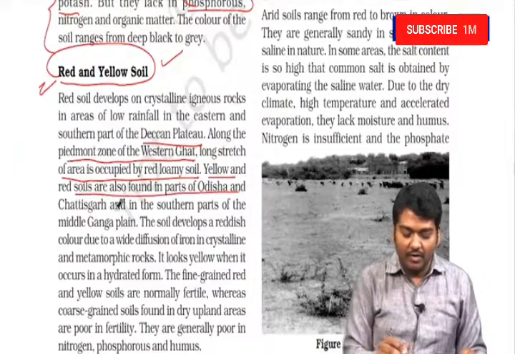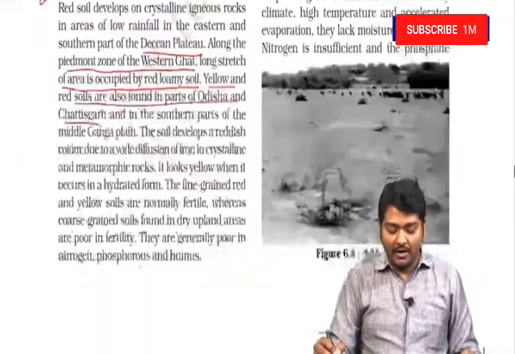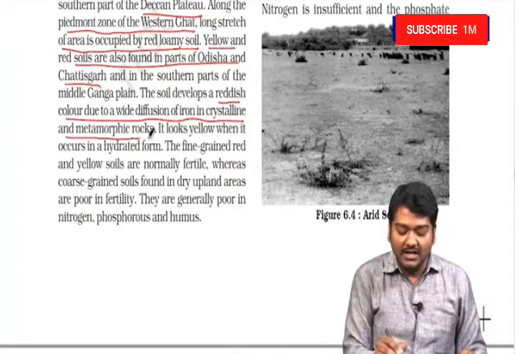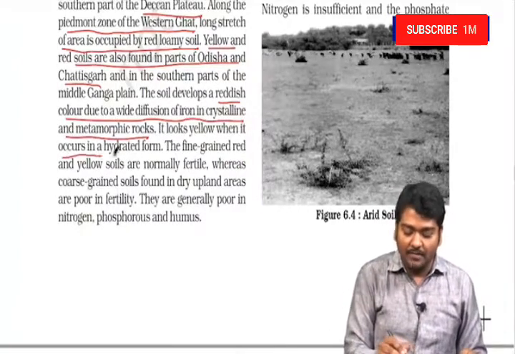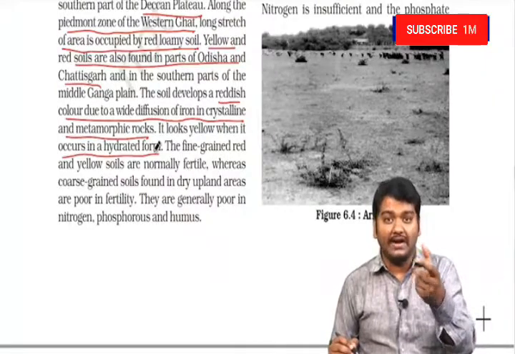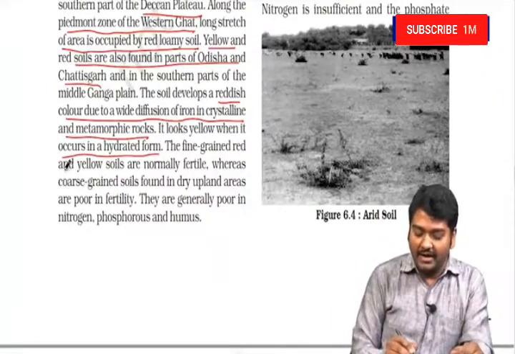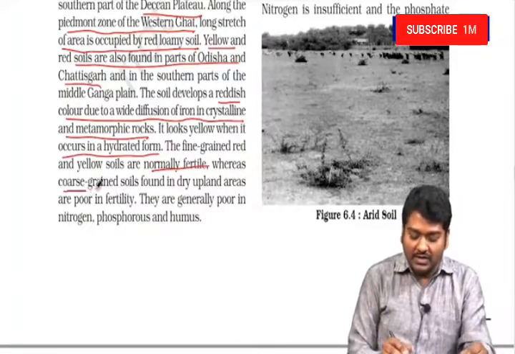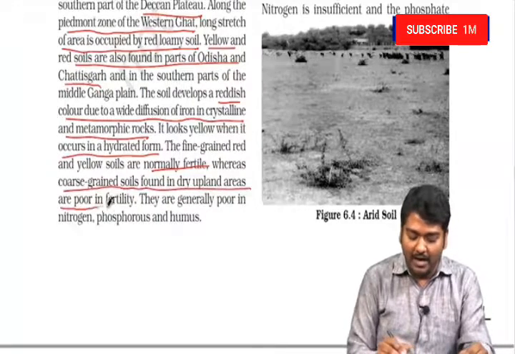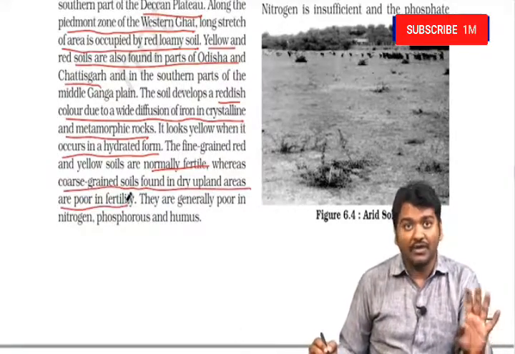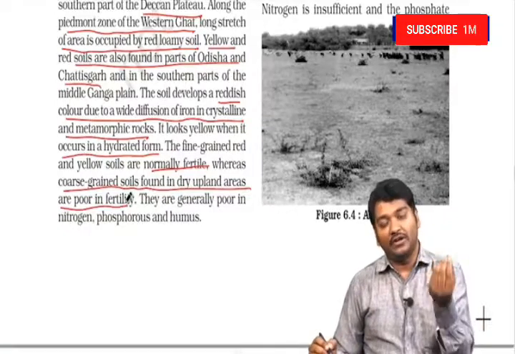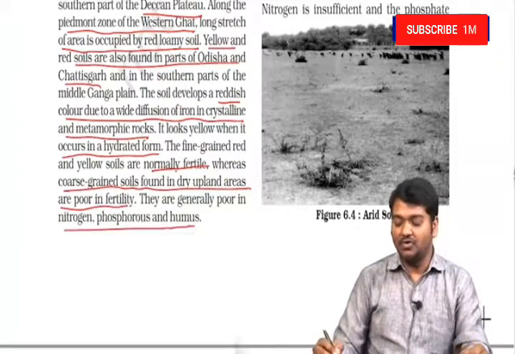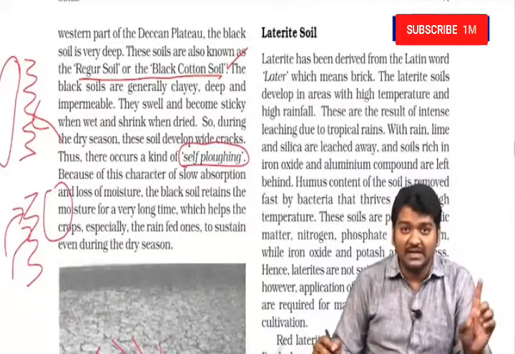Yellow and red soils are found in Odisha and Chhattisgarh, where a lot of iron ore is present. The soil develops a reddish color due to diffusion of iron in crystalline and metamorphic rocks. It looks yellow when it occurs in hydrated form, that is, when water is added, it becomes yellow. The fine grained red and yellow soils are normally fertile, and their sizes vary, whereas coarse grained soils found in dry uplands are usually poor in fertility. So, if it is fine grained, fertility is seen; if coarse grained, fertility is not seen. They are generally poor in nitrogen, phosphorus and humus. Can you see, in almost all our soils, phosphorus is absent.